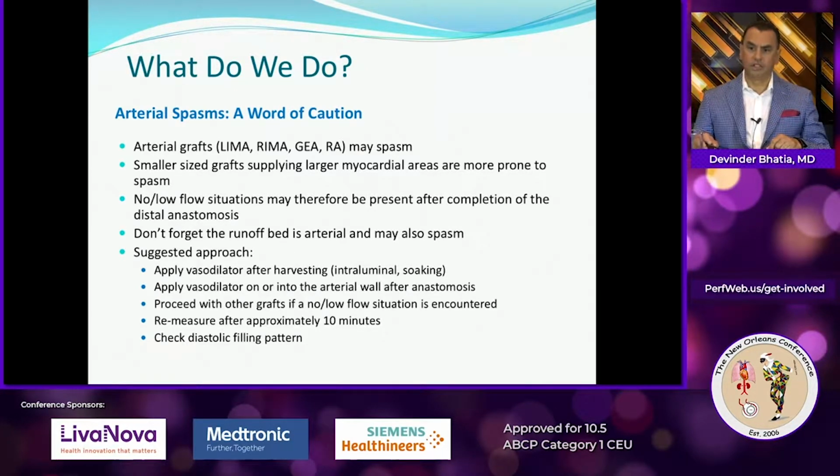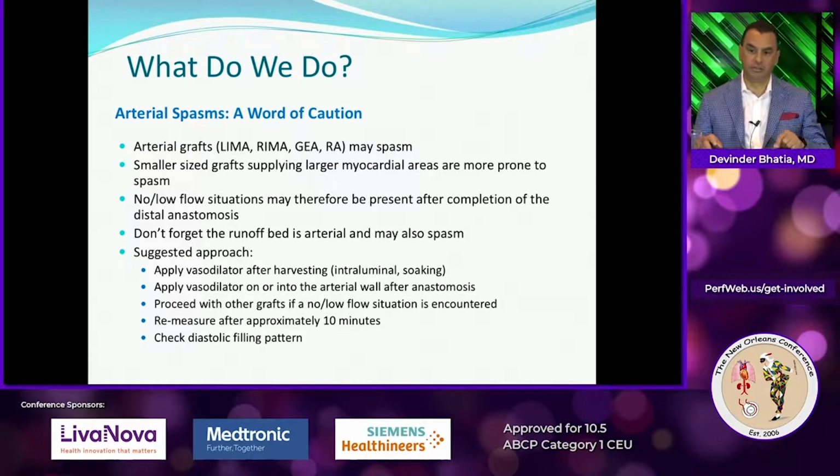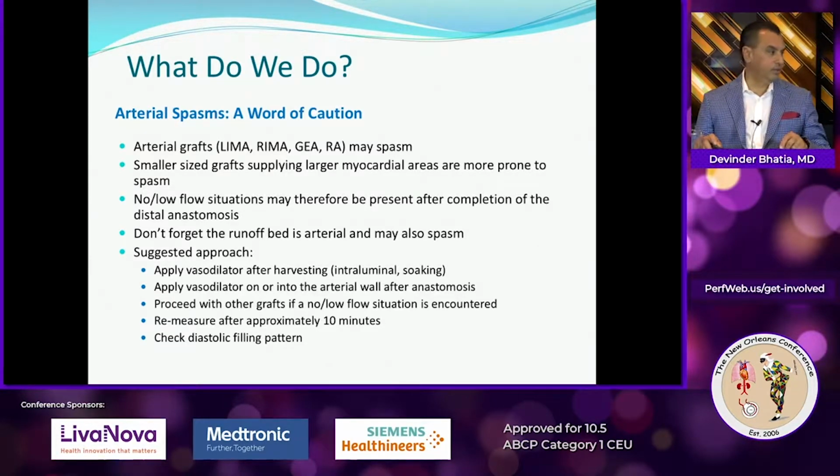So a little word of caution on spasms. As I mentioned, the mammary arterial bypass conduits are the ones that spasm. Don't forget that sometimes the runoff bed is arterial, and it also can spasm. So a direct injection around the artery with a small tuberculosis needle, TB needle, I've done that as well, and that also helps. Did you ever squirt a little nitro down the coronary? Have done that as well.